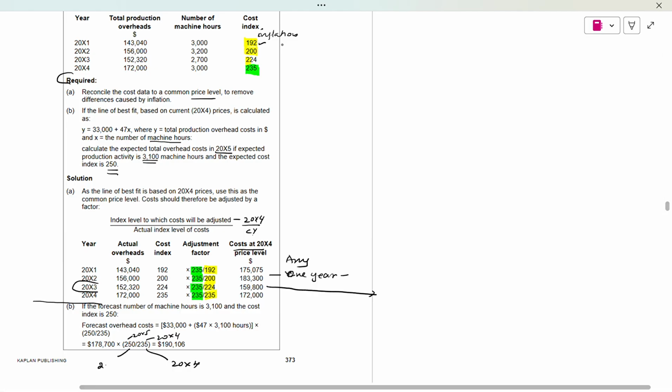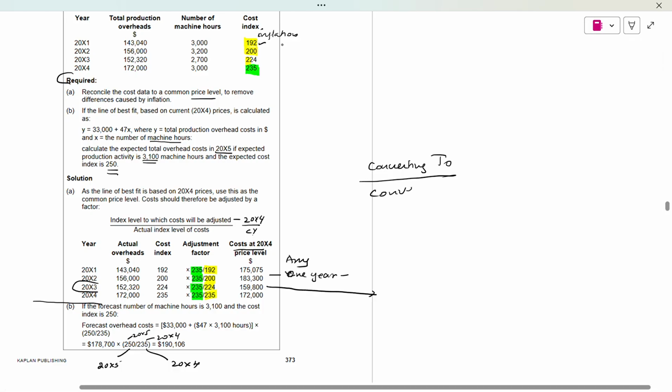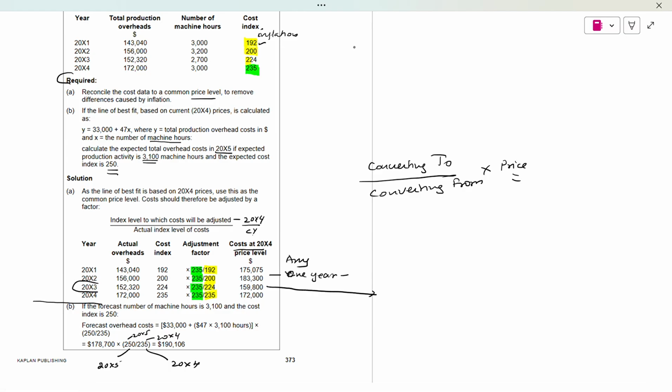This is the 2005. In simple words, converting to divided by converting from. If you understand this, times whatever the price we are going to take. Simple. There is nothing else we have to do. Converting to divided by converting from is the shortest way to apply the formula. We will do this every time.